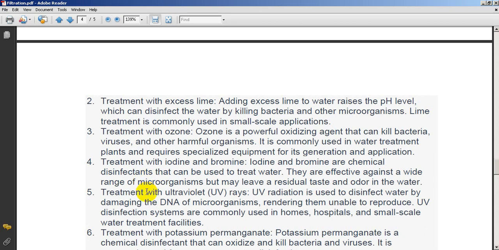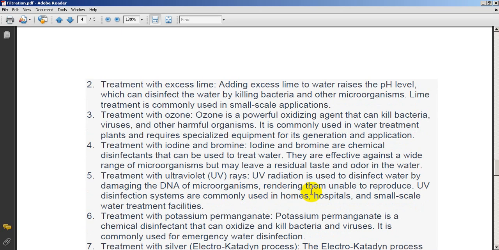Treatment with ultraviolet rays. UV radiation is used to disinfect water by damaging the DNA of microorganisms, rendering them unable to reproduce. UV disinfection systems are commonly used in homes, hospitals, and small-scale water treatment facilities.